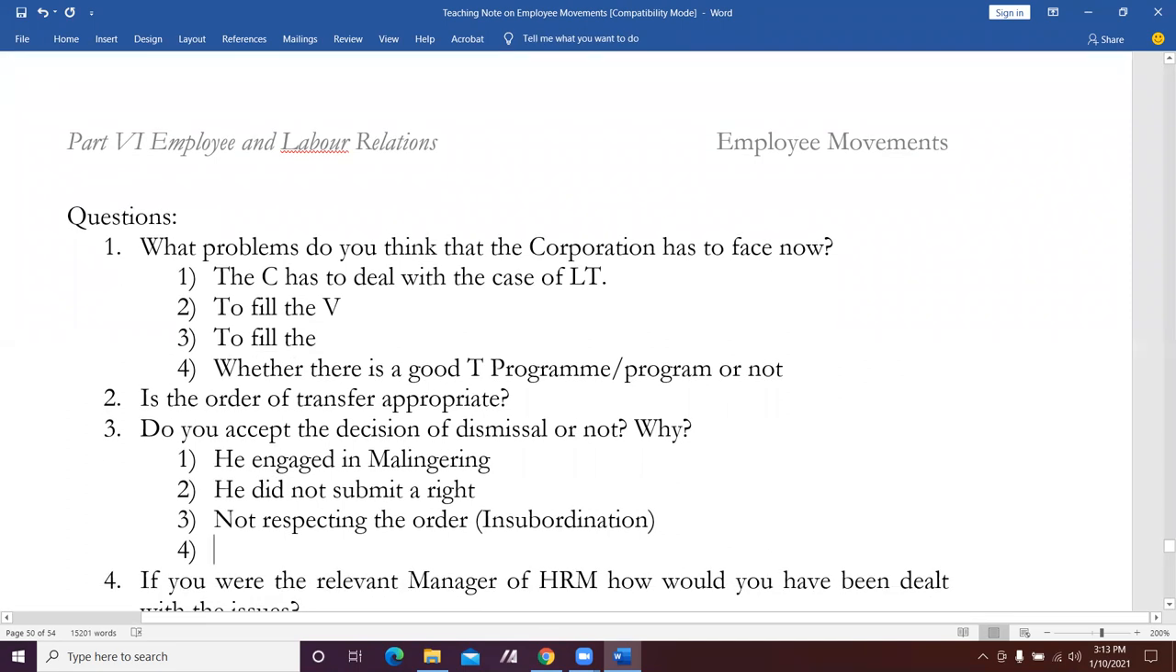Then more likely, we can assume, the transferability condition has been categorically mentioned in the letter of appointment. When I was reading the actual case information, I couldn't find that. But anyway, this is a large corporation, so we can assume that categorical mentioning was in the letter of appointment. So therefore, considering these four reasons, we have to accept the decision of this mission.